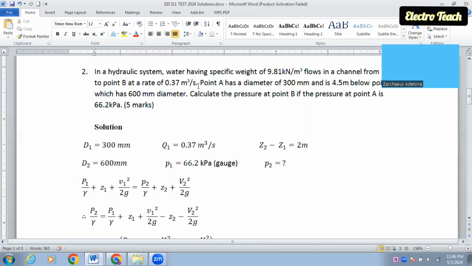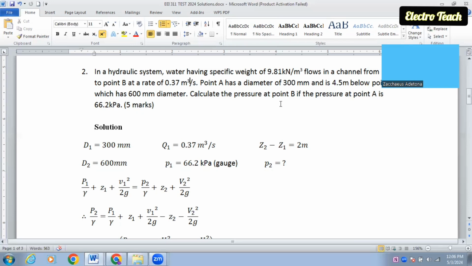In the previous question given, there's a typographical error. This was written as meter square per second, but actually it should be meter cube per second. That's the right unit because it's a quantity, the volume of water that flows per second in the channel. Now, point A has a diameter of 300 millimeter and is 4.5 meter below point B, which has 600 millimeter diameter. So the question is, calculate the pressure at point B.